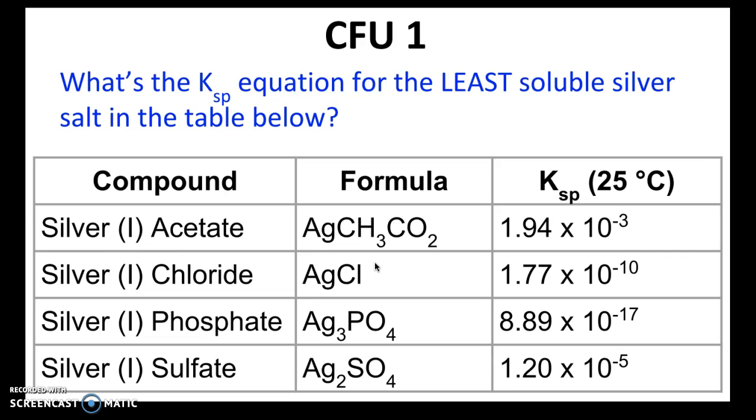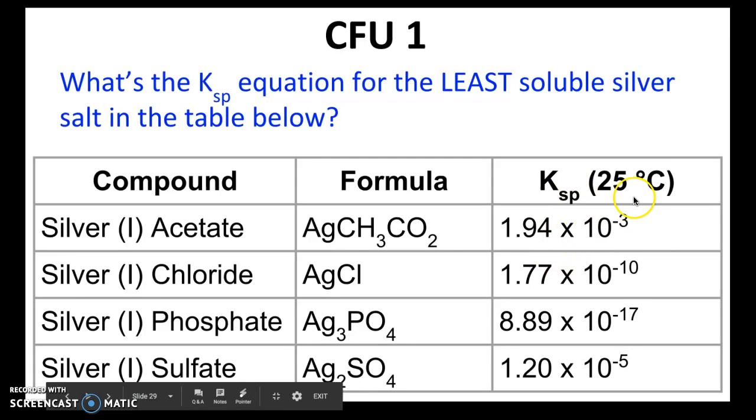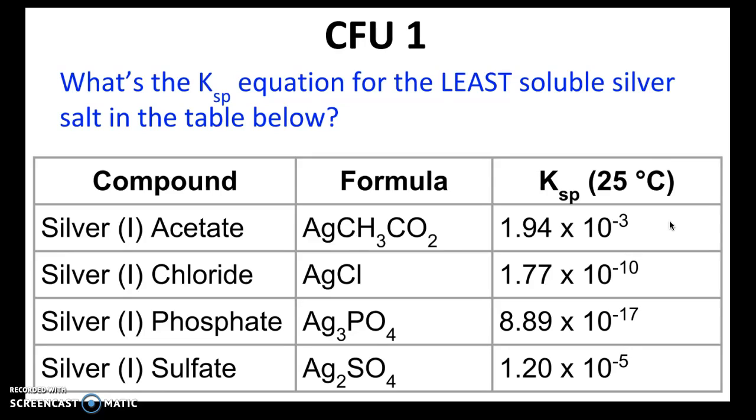Okay, so in this CFU, you're going to be asked, what is the Ksp equation for the least soluble silver salt in the table below? The first thing you need to do is pick the least soluble silver salt, and you want to do that by comparing the Ksp values for each salt. Once you do that, you're going to write the Ksp equation similar to what you've seen before. Pause the video now. When you press play again, the answer will be revealed.